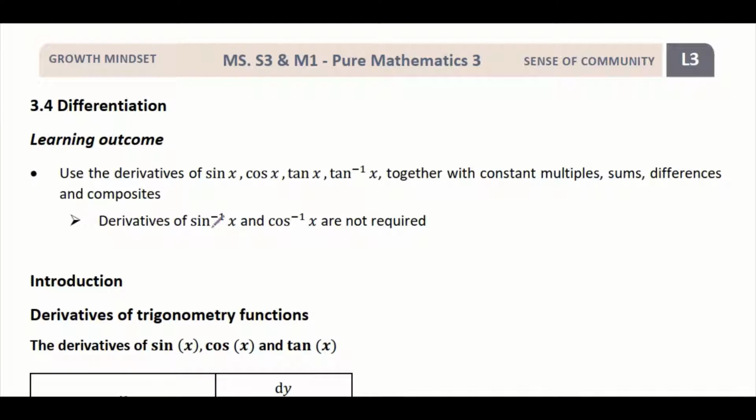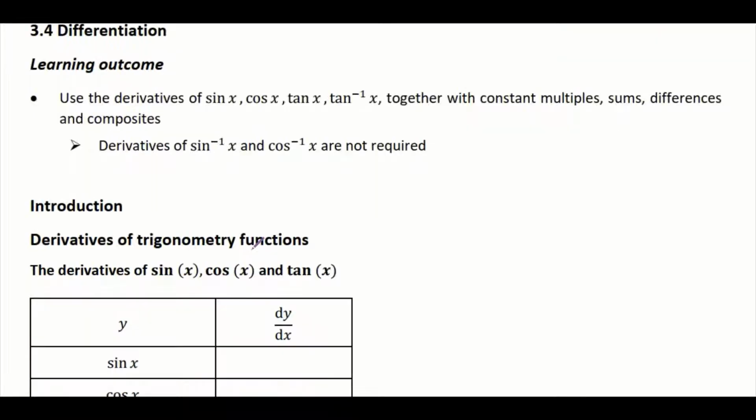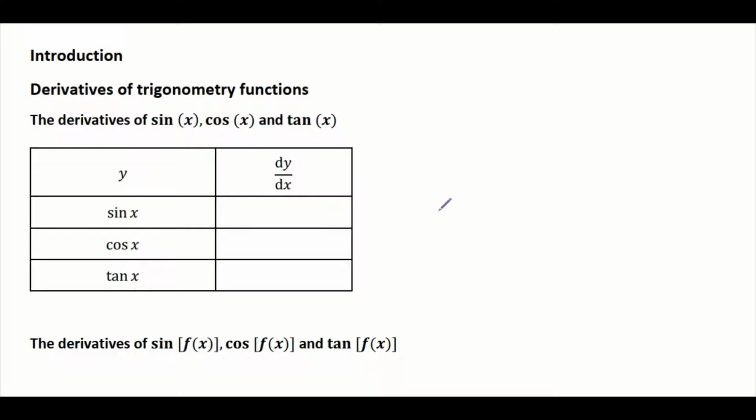Okay, so derivatives for sine inverse x and cos inverse x are not required in your syllabus. So let us start the lesson. For this lesson, I'm not going to explain how they actually get the derivative for sine, cos, tangent, because the process itself requires some extra knowledge, like first principles or even limits, which is not required in your syllabus, and I do not want to confuse you. I also want to keep the video shorter today because you just had your test. So we are just going to look at the formulas and know how to use them.